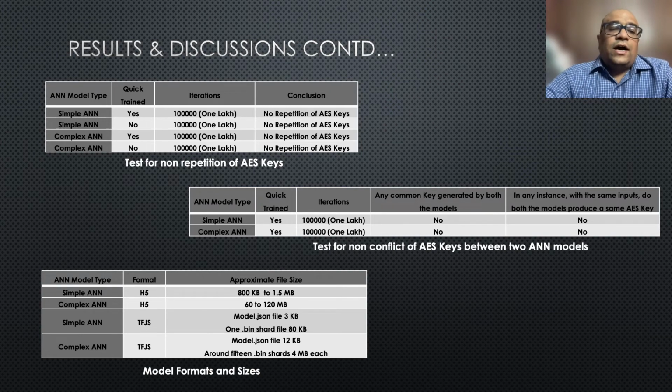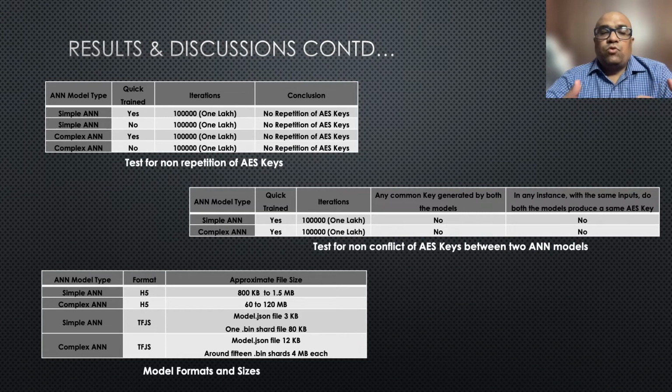Out of 1 lakh iterations, both simple and complex ANN, with and without quick training, never had any repetition of AES keys, which is a good thing, because when AES keys repeat, there might be a chance that they will repeat further. So with varied inputs, the AES keys were not repeating. Also, there was no collision between two models.